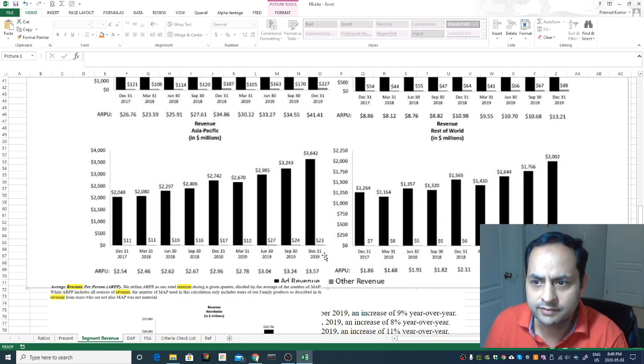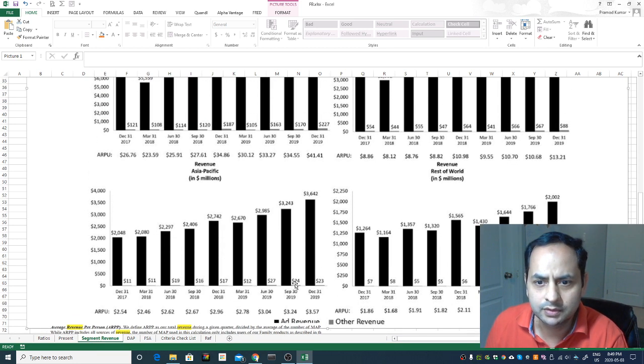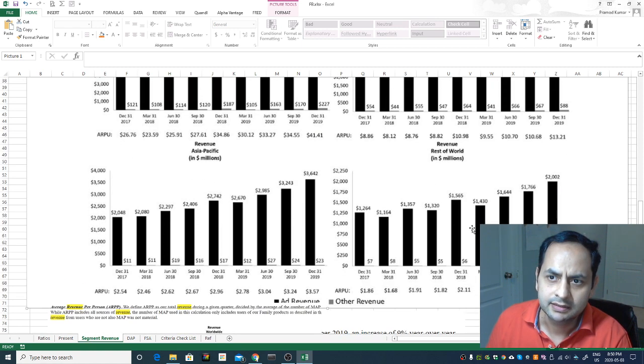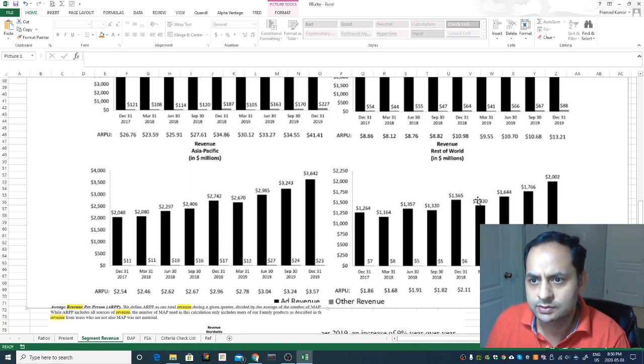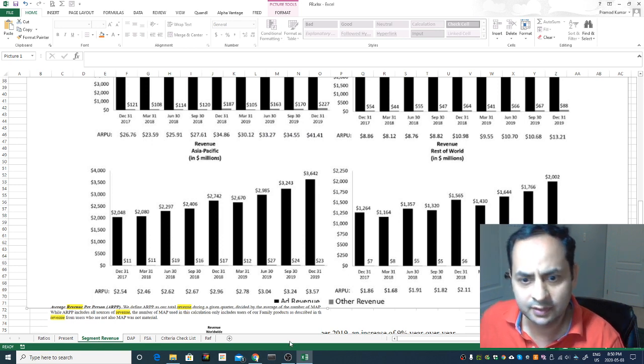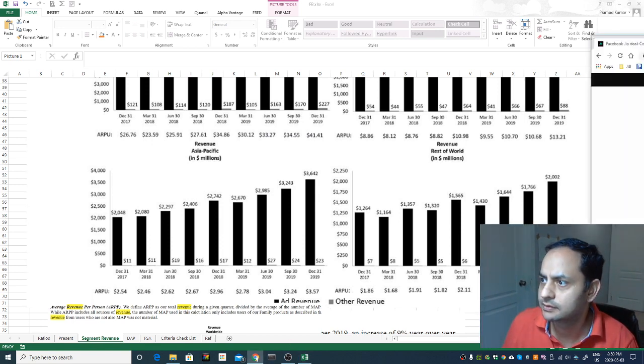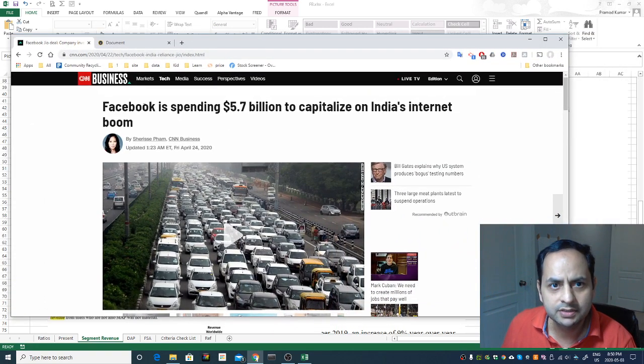And average revenue per person is also good. You notice this is average revenue per person. And I'll share one more thing here. For the rest of the world, I noticed they have a partnership with the Indian company Reliance. It was in the news, so I'll share it here. Here you go. Facebook is in the CNN: Facebook is spending 5.7 billion to capitalize on India's internet boom.